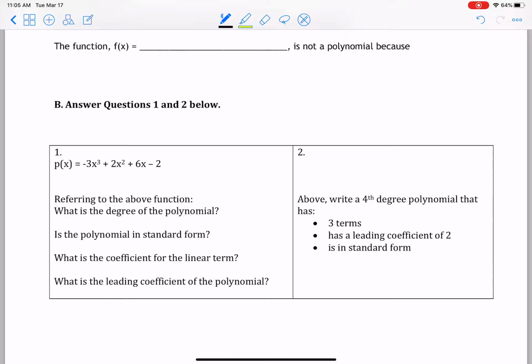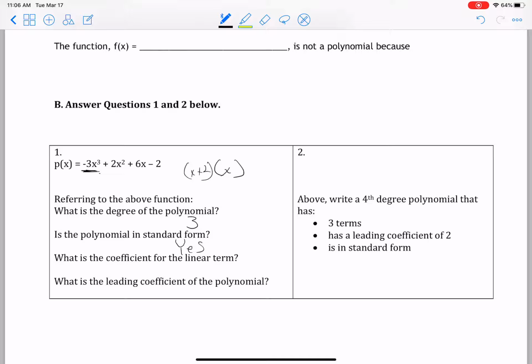What degree is this polynomial right here? It's the largest exponent, so it's a 3rd degree polynomial. Is the polynomial in standard form? Yes, because it has things being added or subtracted. If it was in factored form, it would have things being multiplied like so, but it doesn't.